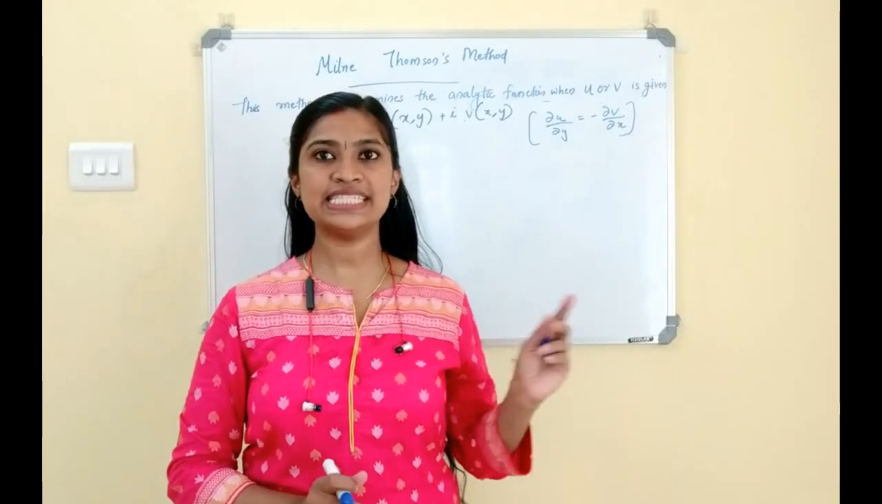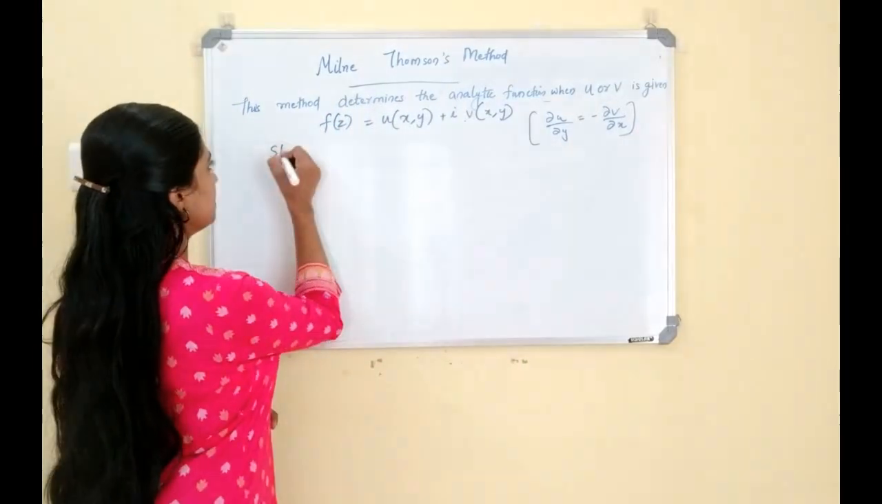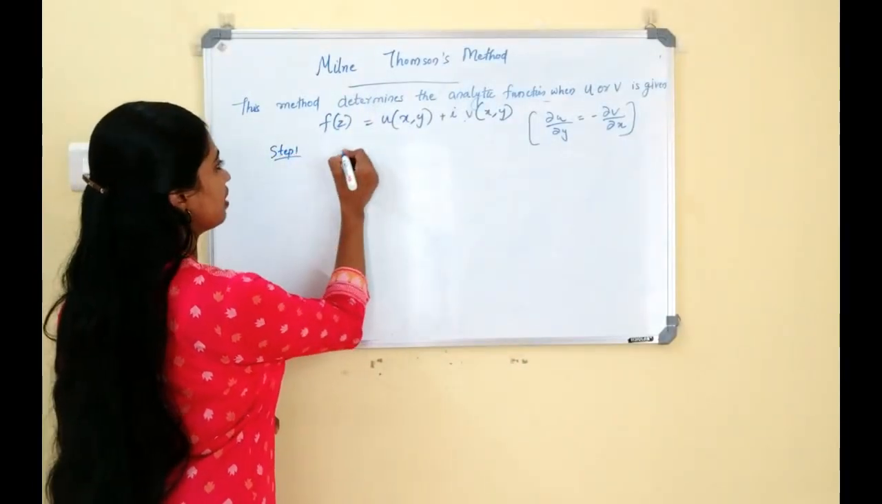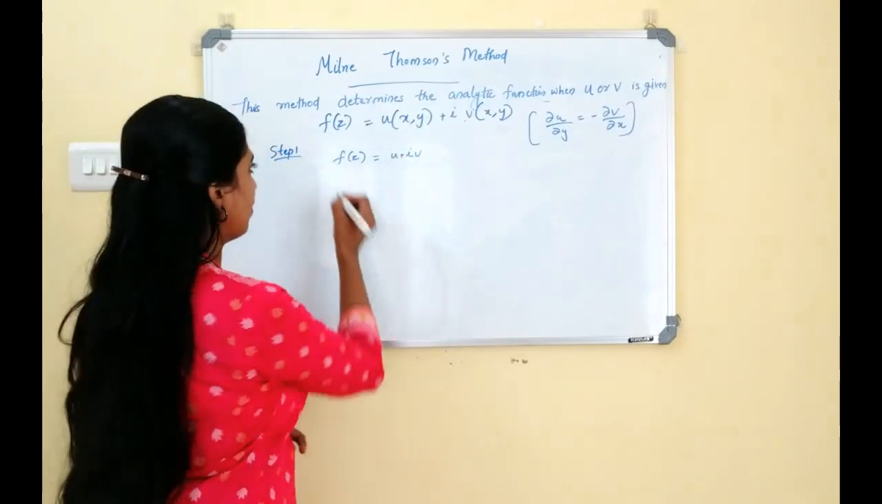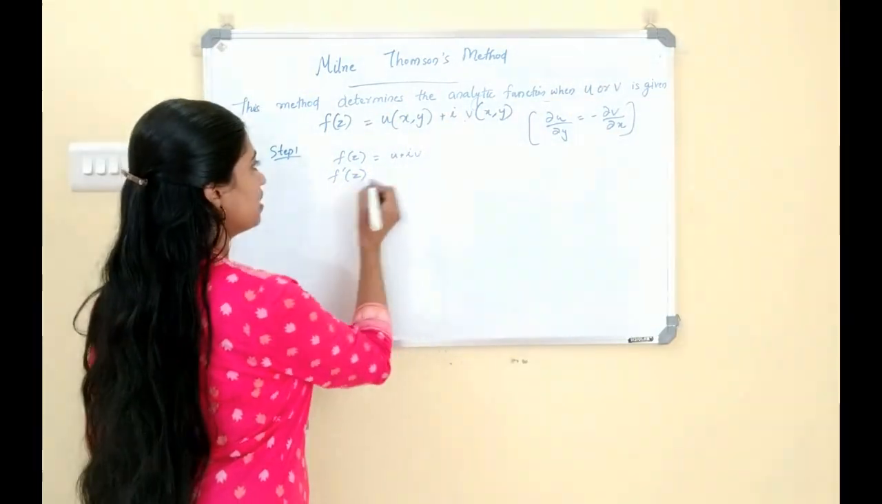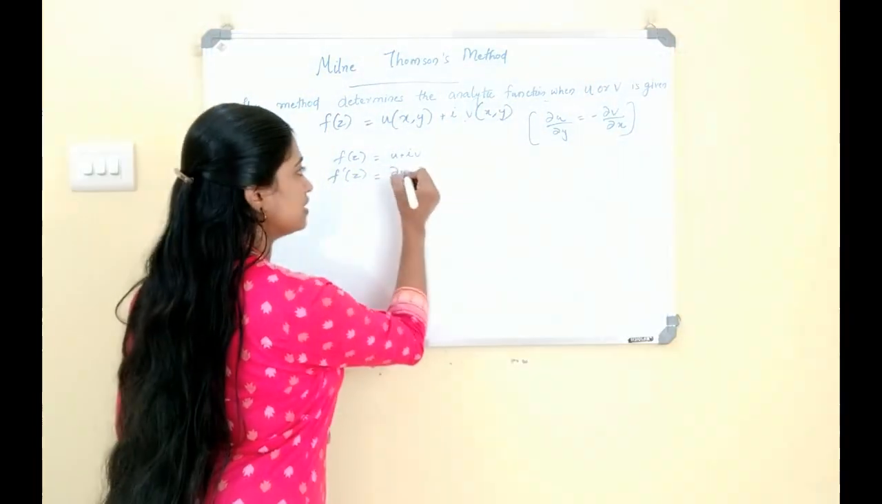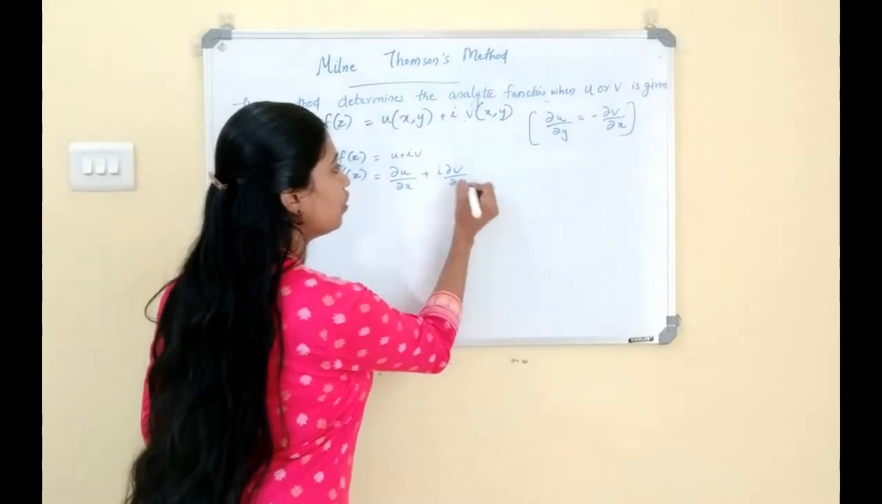Now we can see the 3 steps involved in doing this kind of problem. First step is, we know that function f of z is u plus iv. First we have to find the derivative of the function f of z with respect to x, that is dou u by dou x plus i dou v by dou x.